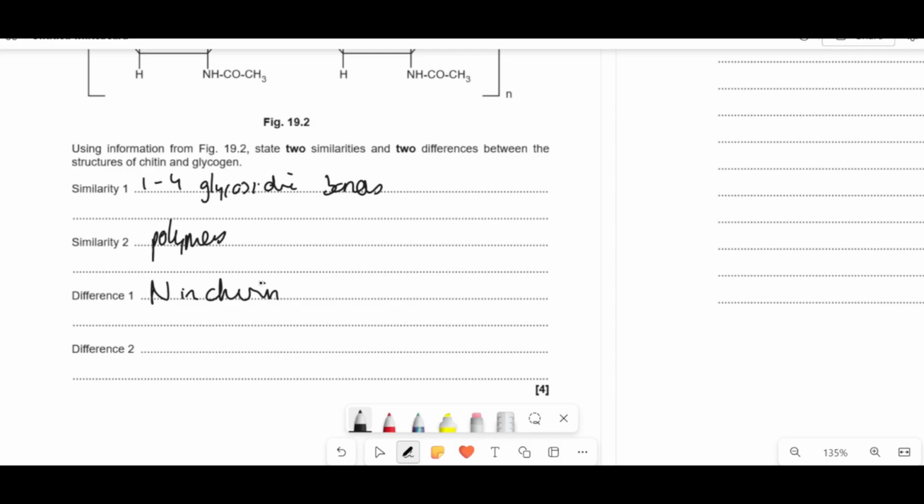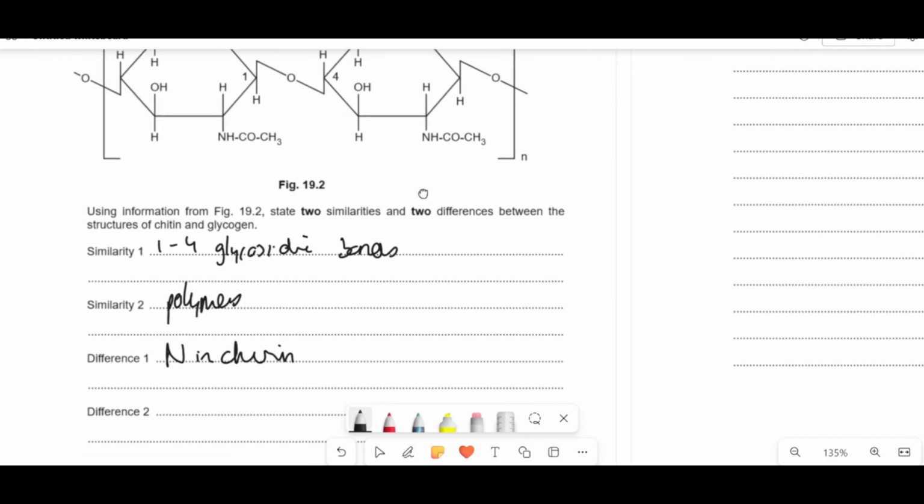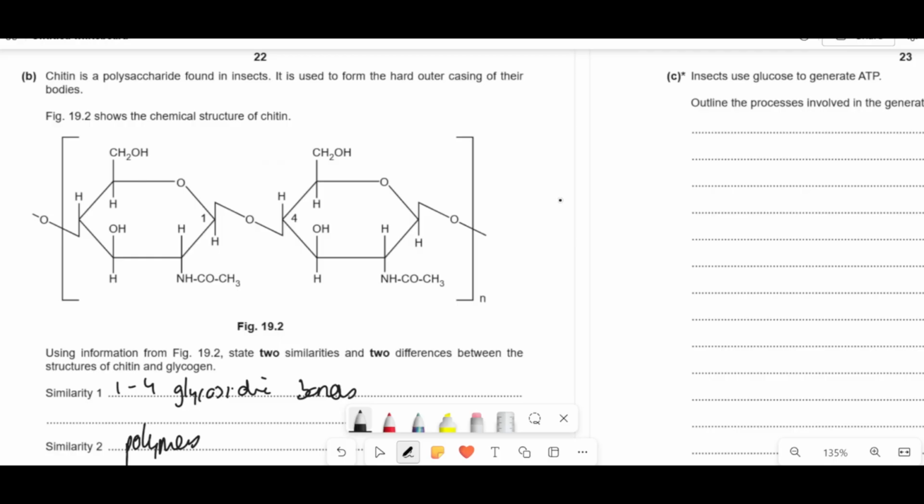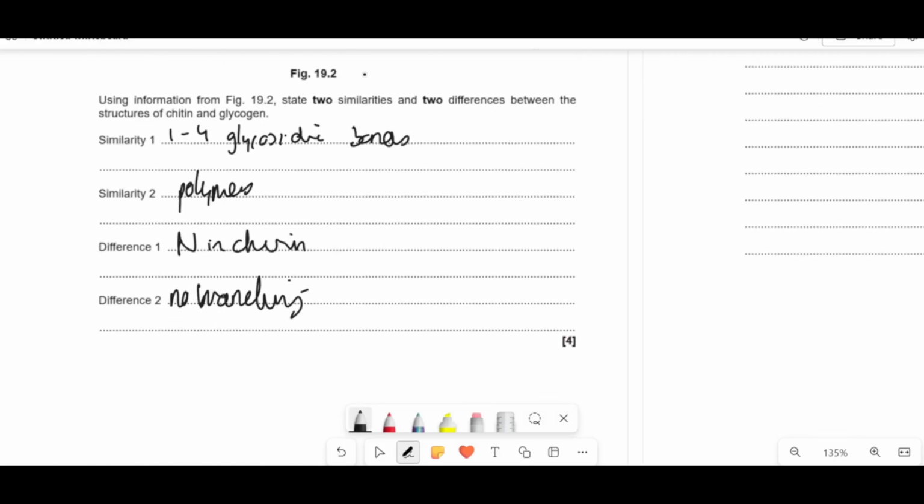But then as well as that, what we're comparing it to is glycogen. Well, there's no branching here. Glycogen can have branching. What else can we see here as well? Well, glycogen forms branches by forming 1,6 glycosidic bonds as well. So what that means is that this bit here can form a glycosidic bond with another bit from there, right? In this case, it can't do that here. There's no evidence of that. So you could say as well as that, no 1,6 glycosidic bonds. But those are a couple.